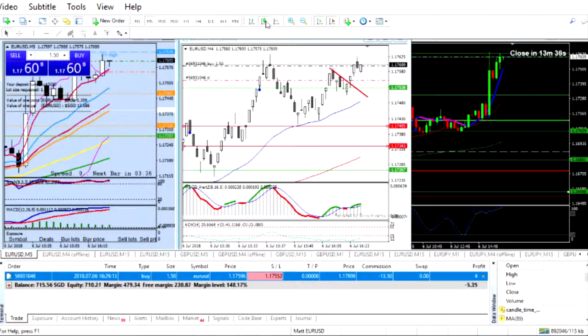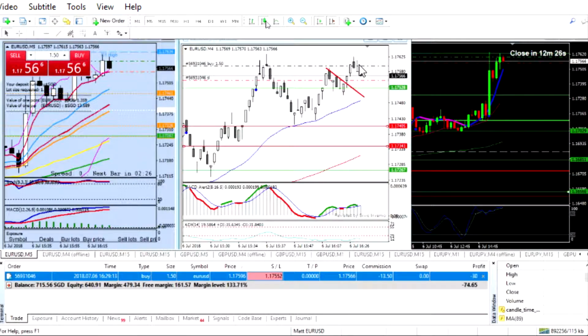I want to see a full green, like a full white body candle close here, indicating that it's going to engulf this sell-off candle. I didn't get that. I should have closed the trade immediately. I don't know why I'm still holding on. My stop should be below 52.8. Everything here is wrong, and this is what happens in trading.